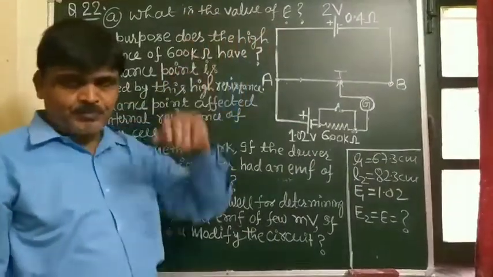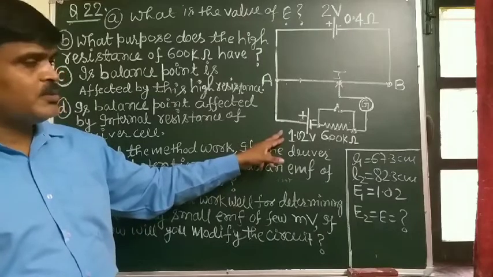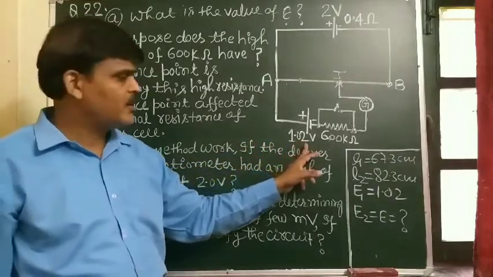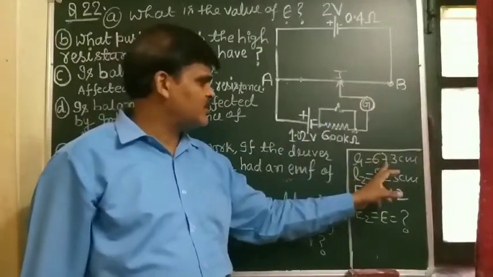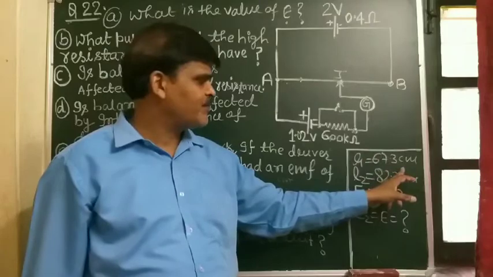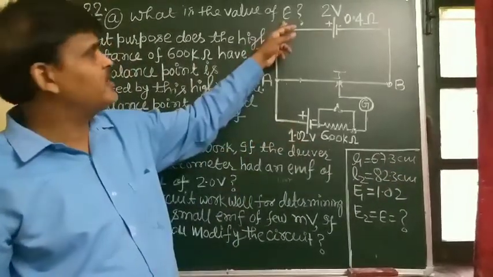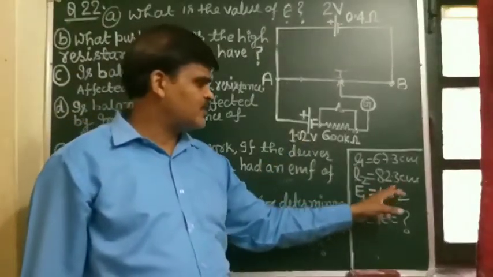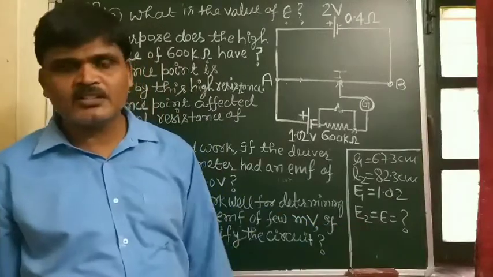So the first standard cell, whose EMF is 1.02 volt, when used, gives a balancing length on the potentiometer of 67.3 centimeter. And when this cell is replaced by another cell whose EMF is E, the balancing length comes out to be 82.3 centimeter. So what is the EMF of the second cell?